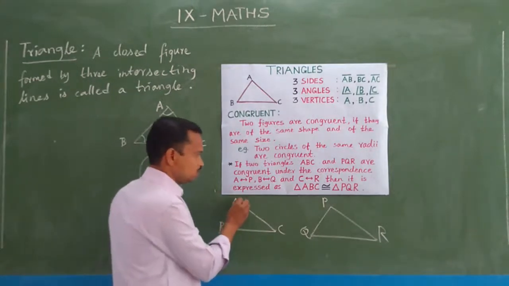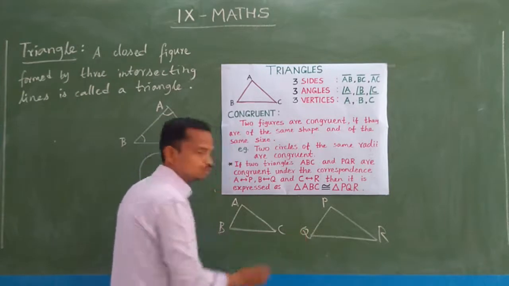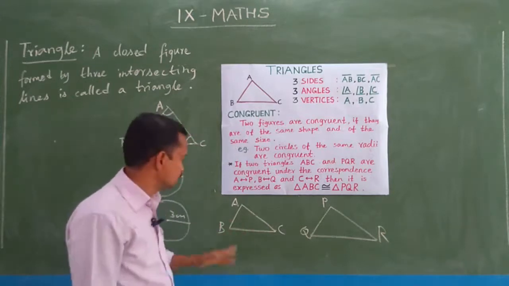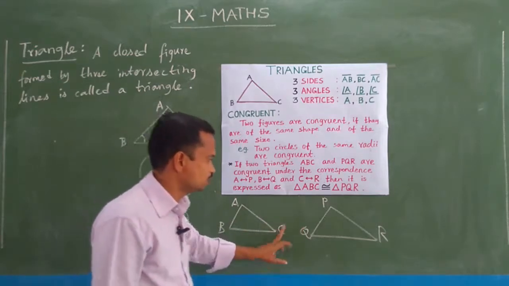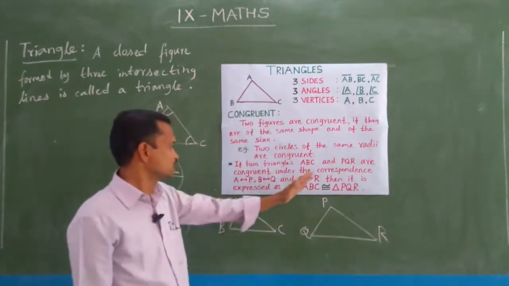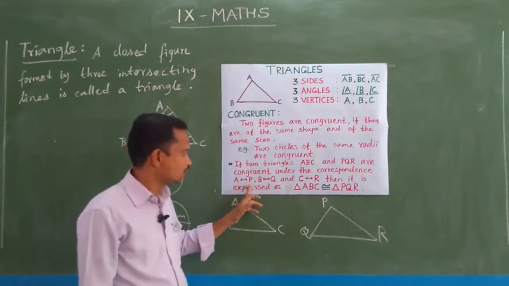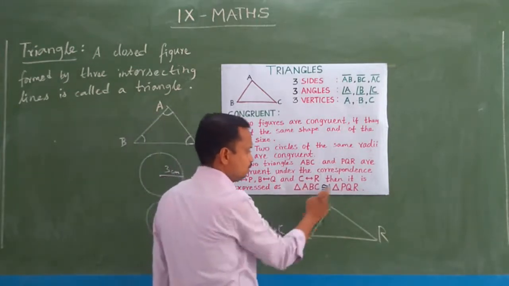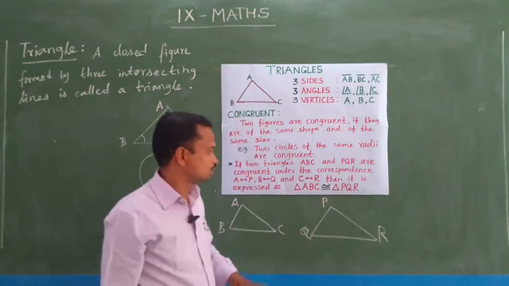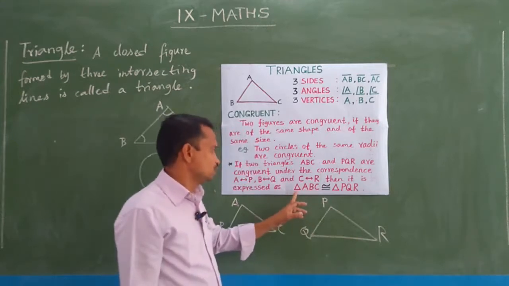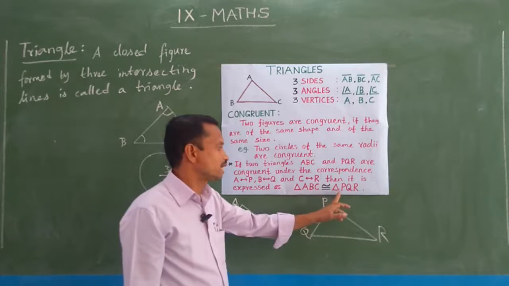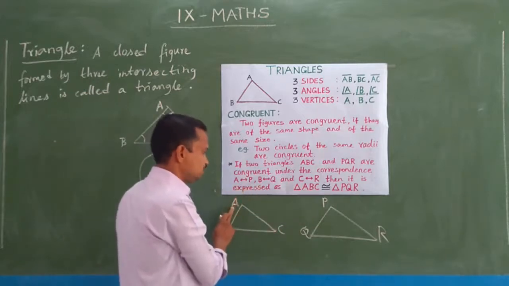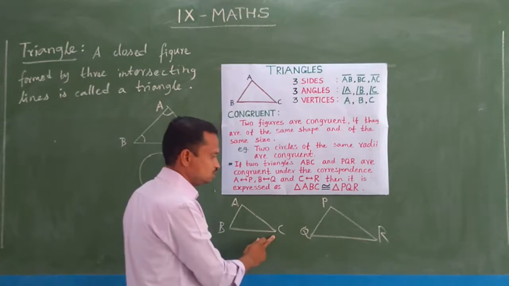Under the correspondence, A corresponds to P, B corresponds to Q, and C corresponds to R. Correspond means the corresponding vertices and corresponding names. So A is related to P, B is related to Q, and C is related to R. Then only can we say triangle ABC is congruent to triangle PQR. That is called the correspondence.